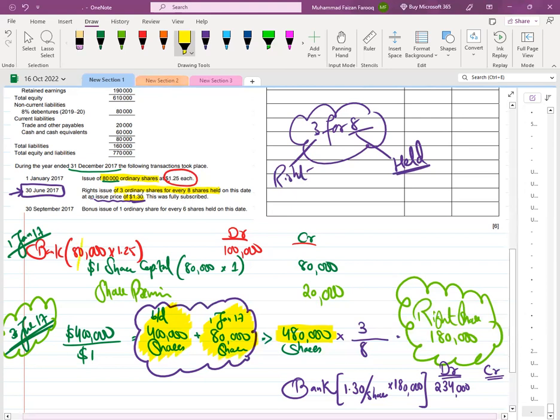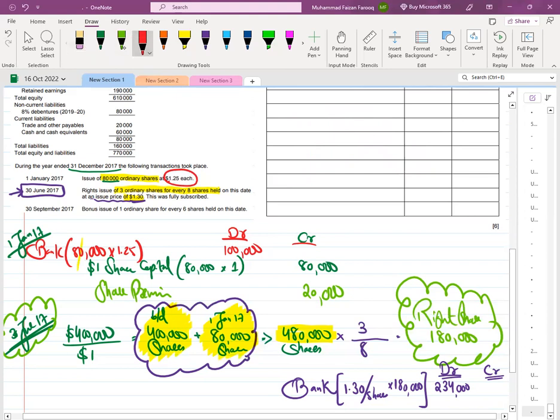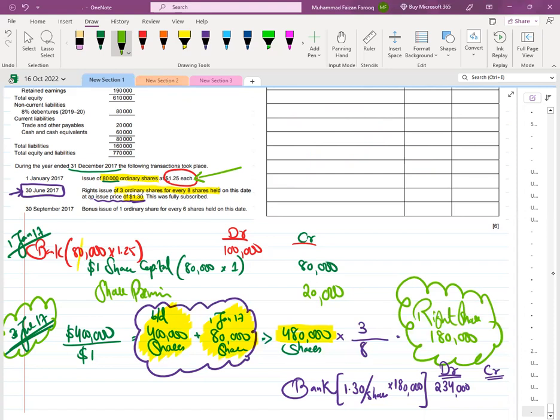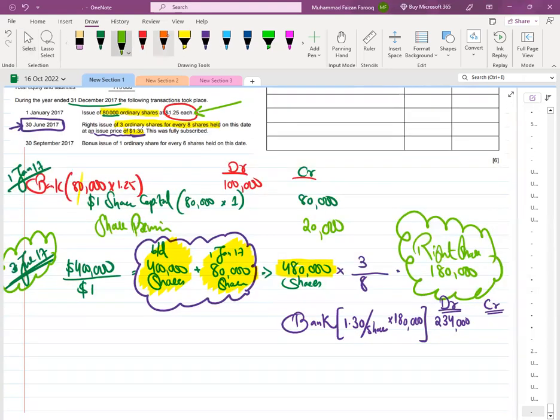If you apply it directly on 400,000 shares, it's wrong. Why? Because before the right issue, you had one more transaction. You have to consider this number of shares because you already issued them. So the 400,000 you already had plus the 80,000 you issued during the year before the right shares. So you must add it, right or wrong? Yes. Now tell me, bank debited 234. Any questions in that?